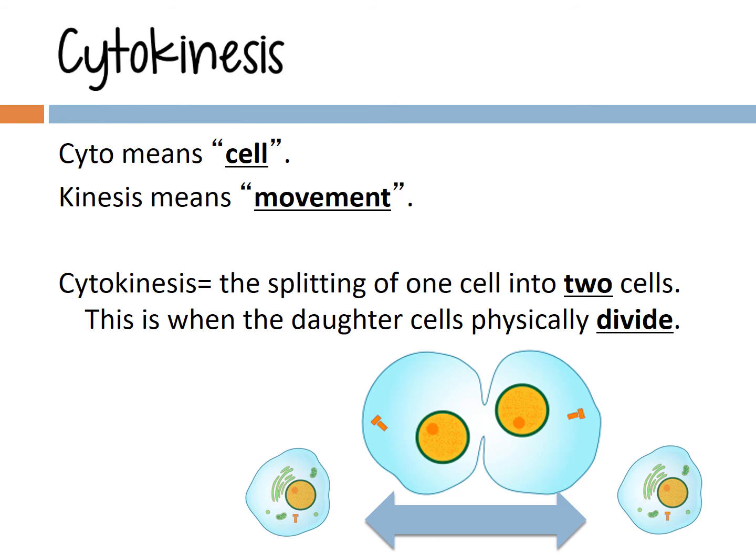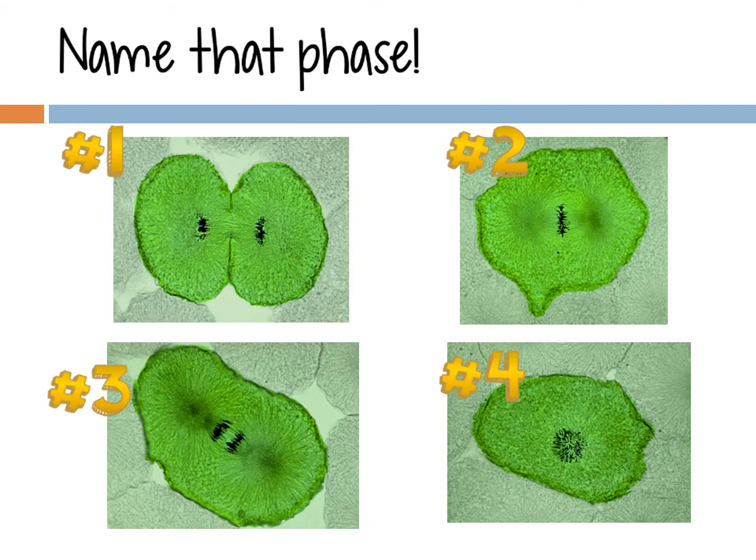Cytokinesis means cell, kinesis means movement. So cytokinesis is the splitting of one cell into two cells. This is when the daughter cells physically divide. Okay, so we have that cleavage about to happen. Cleavage furrow is coming right here, and then boom, new cell. Skin is healed.